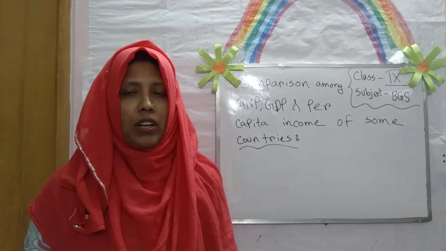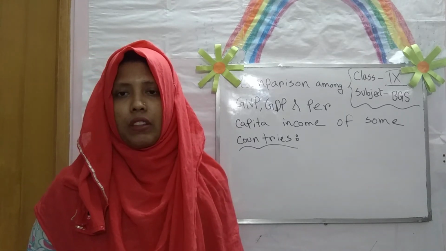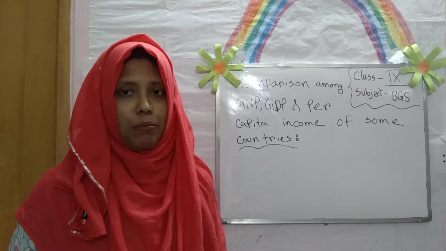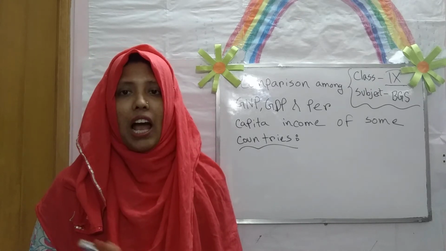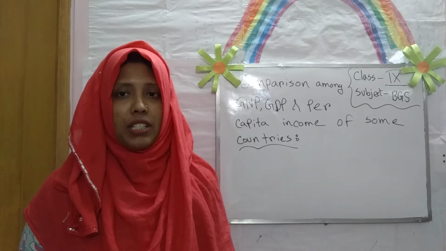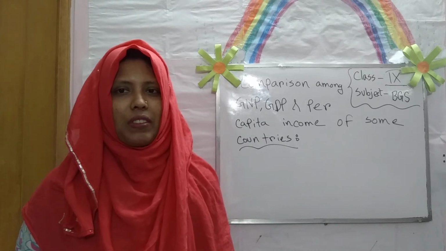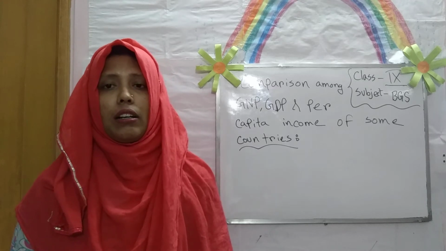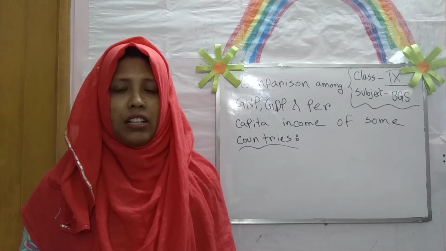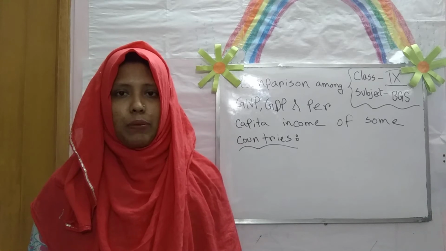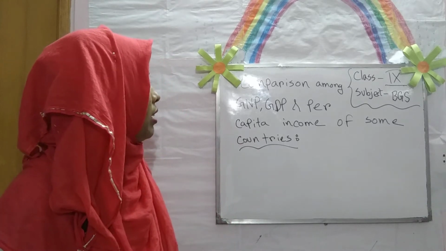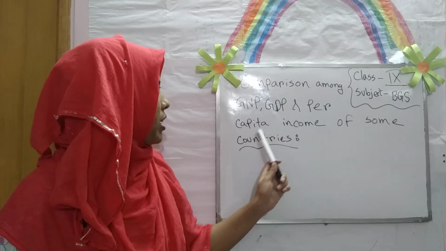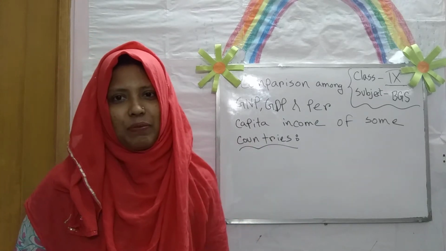Do you remember what we have learned in our previous class? In the previous class, we learned about GDP, GNP, and per capita income. I hope you all remember them. We also learned about the sectors of the economy in Bangladesh. And today we will learn about the comparison among GNP, GDP, and per capita income of some countries.